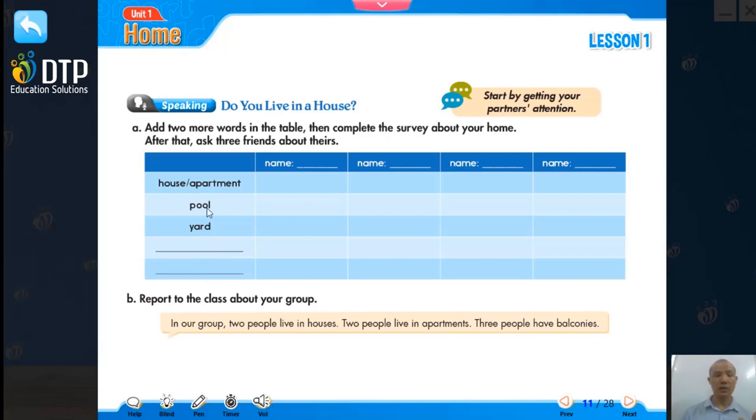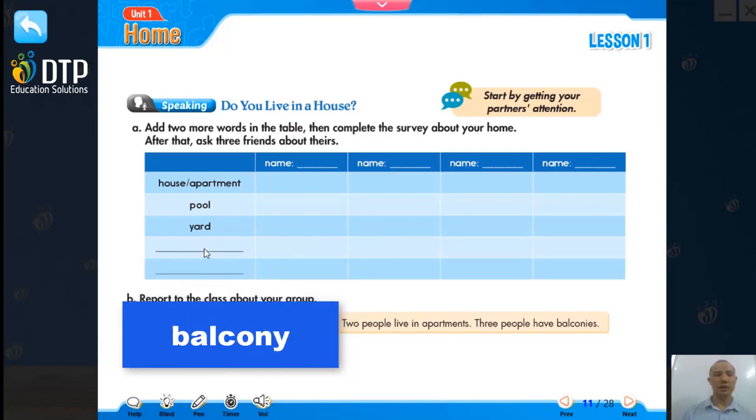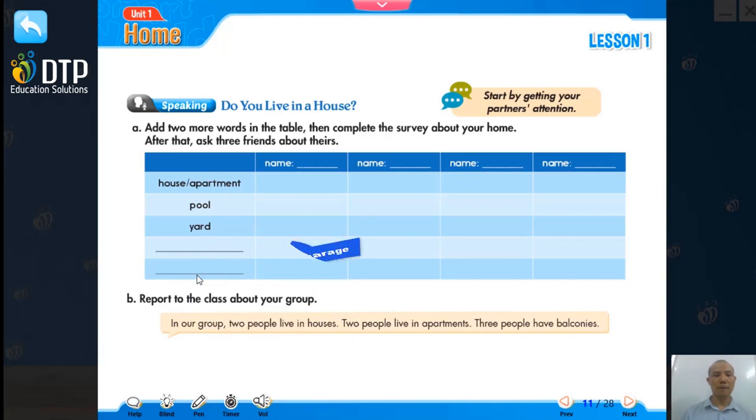In the book we already have the words pool, yard. What else can you write down here? Balcony. Good. What else? Garage. You will ask friends about their homes.